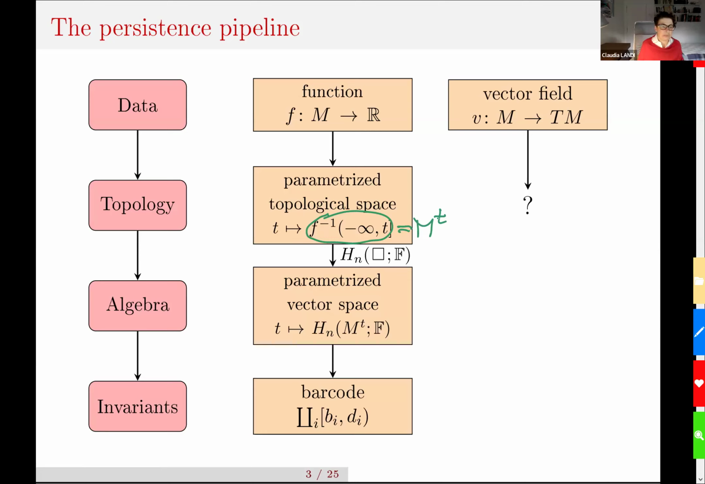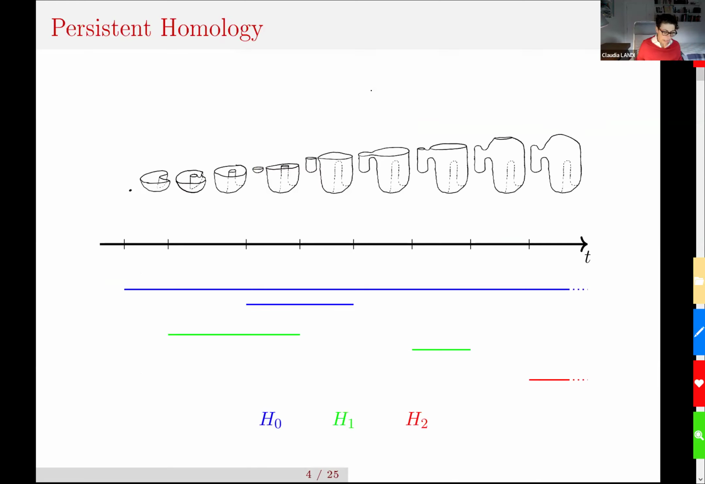Now, we don't want to do this again. What we would like to do is to do this for a vector field. A function can also be thought of as a scalar field, and we want to do this for a vector field, but we immediately run into problems because we don't know how to set up a filtration associated to a vector field. This is just to illustrate pictorially.